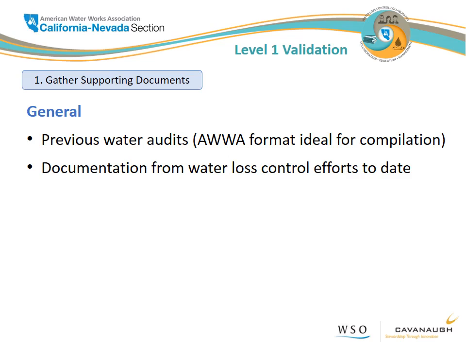If you've got any type of water loss control activities in place, documentation for that is going to be helpful, and we'll look at how that'll be helpful in a bit. If you have not had any formal water loss control efforts in place, that's fine. But if you have any results of leak surveys, meter tests, district metered area efforts, even pipe replacement capital programs, that type of information could be helpful just to have for reference.